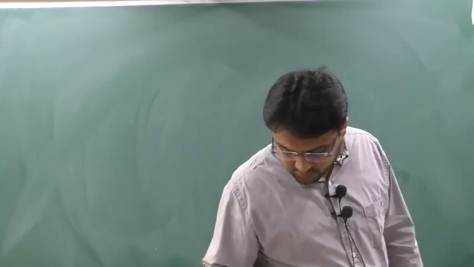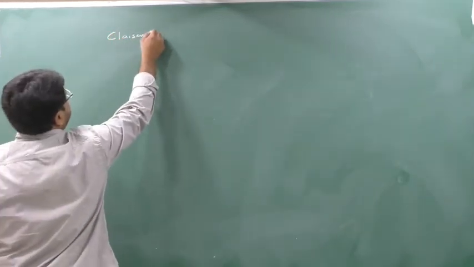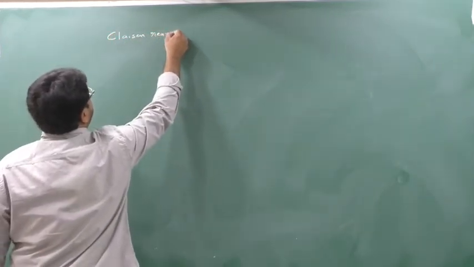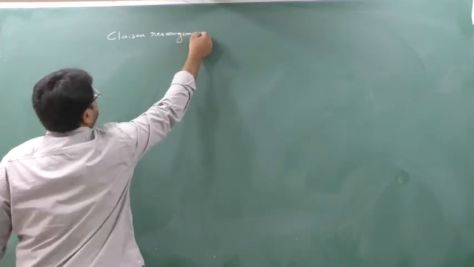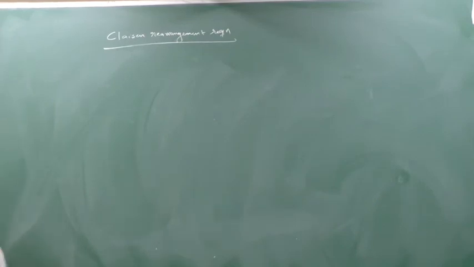Okay. So first you make a heading with Claisen rearrangement reaction. Make a heading, Claisen rearrangement reaction. Okay. Now in the Claisen rearrangement reaction, first I will tell you when the Claisen rearrangement will take place and how it will take place.